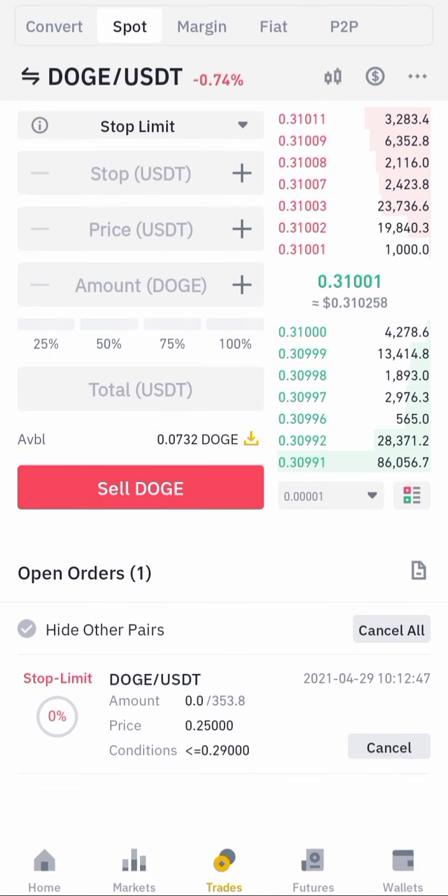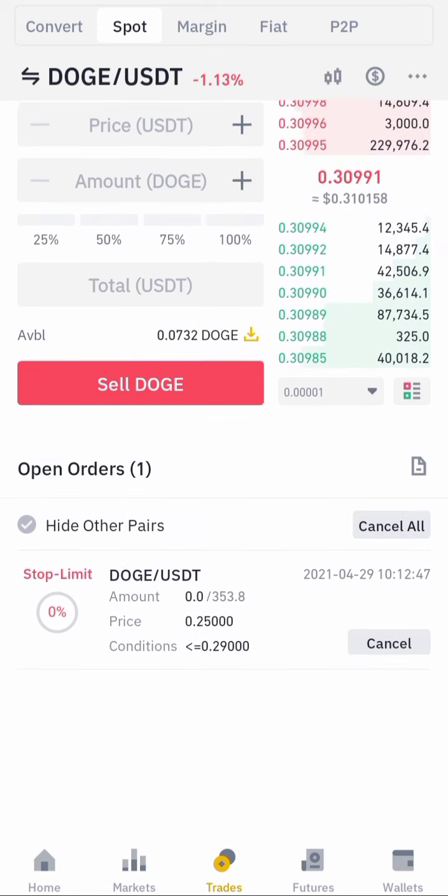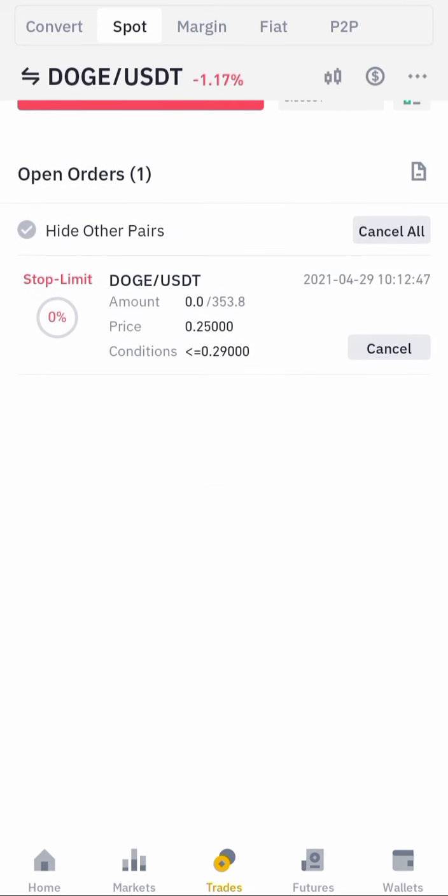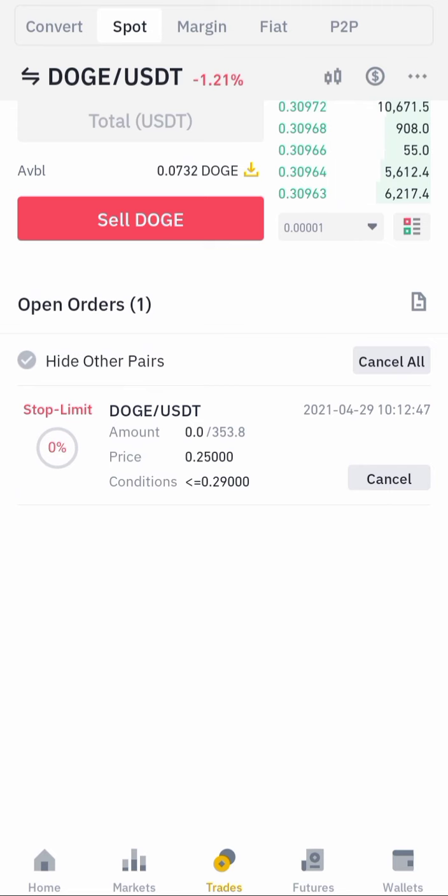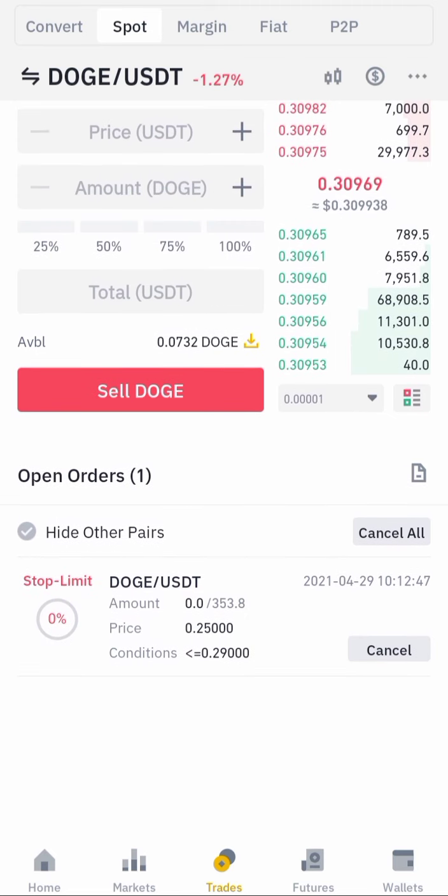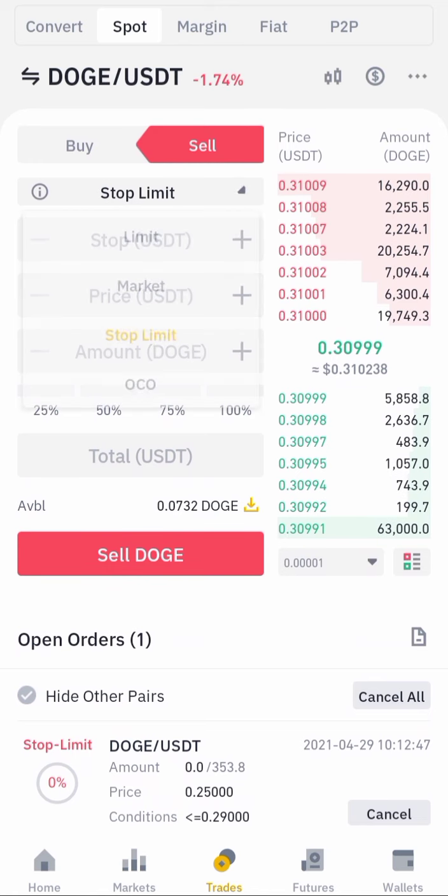Okay, so that's how you use your stop limits to your advantage. One good thing about it is that instead of allowing your funds to lose value, when you don't know what time the market will recover, it's better you take some percentage of loss and move on to another trade. So that's for stop limit.